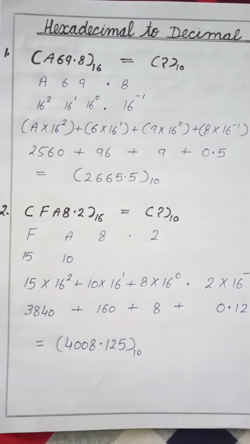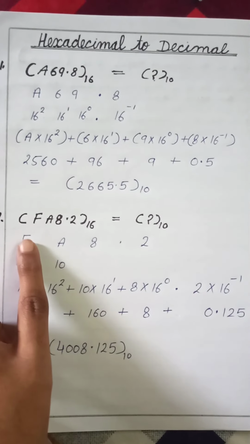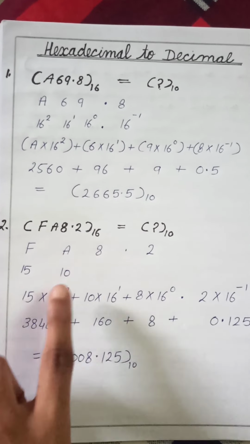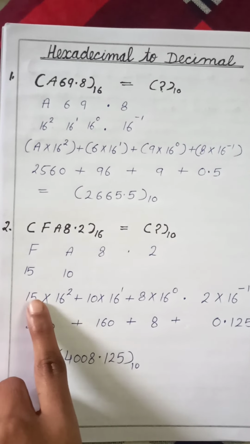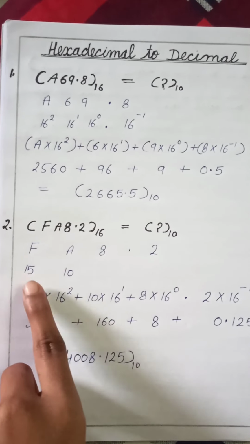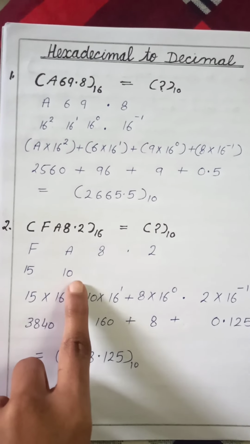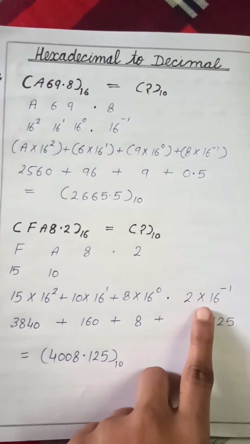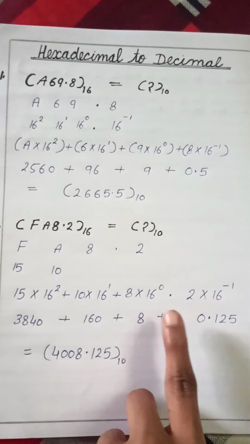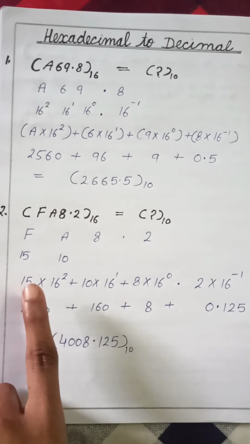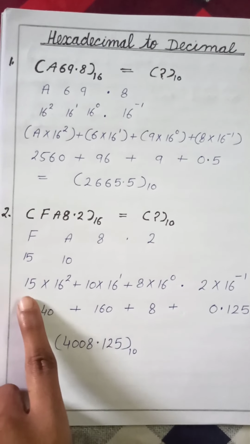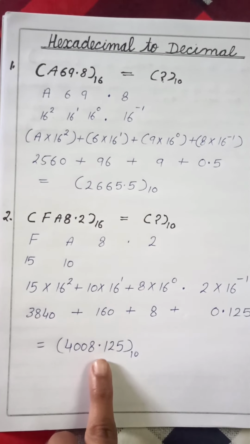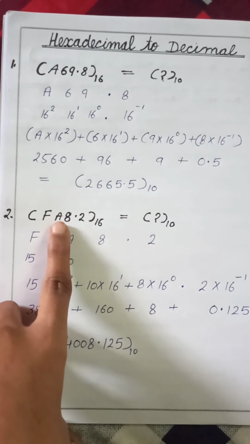Now let us consider another example. Suppose we have to convert this hexadecimal number to decimal. First of all, write the decimal values of F and A. That is 15 and 10 will be the decimal values of F and A respectively. Then after the decimal point, multiply with decreasing powers of 16, and before the decimal point, multiply with increasing powers of 16. Then simply add the results and this will be the decimal value of this hexadecimal number.